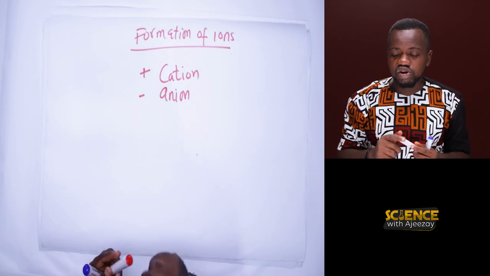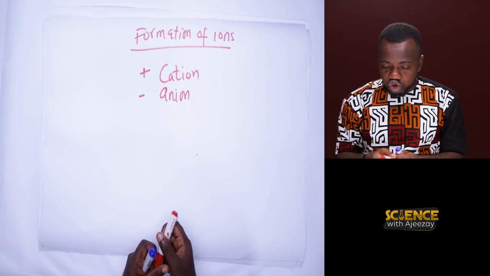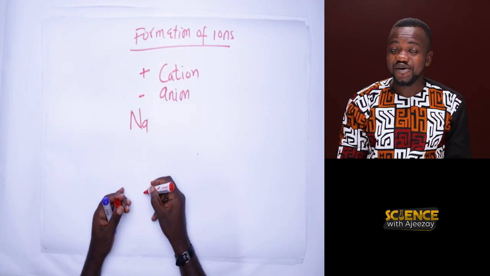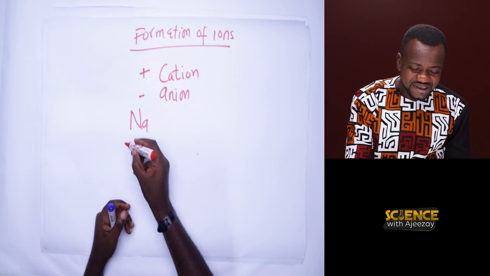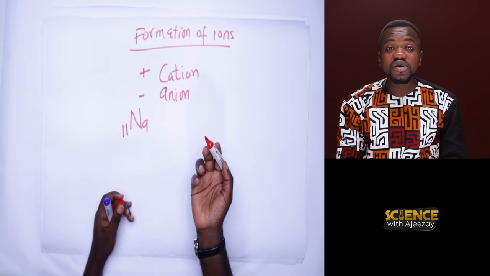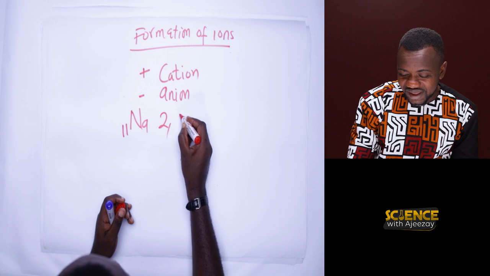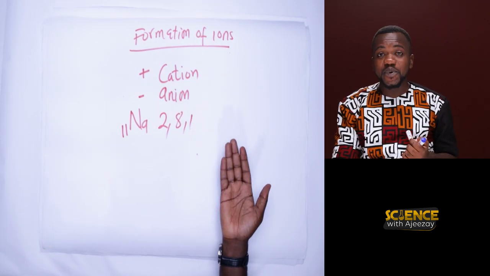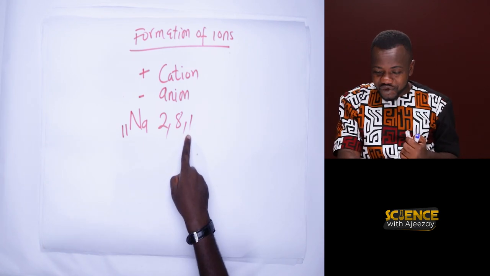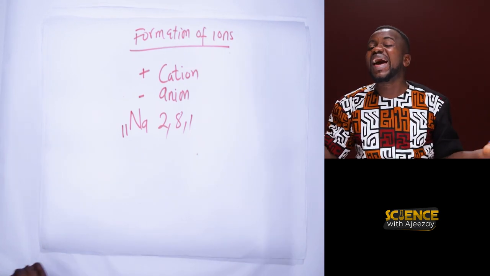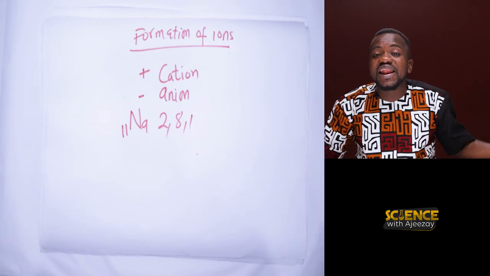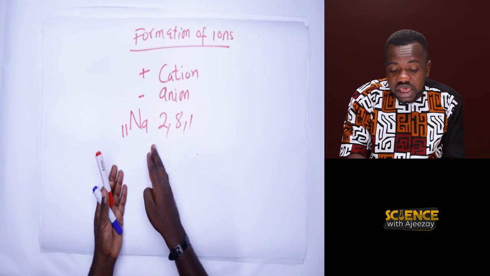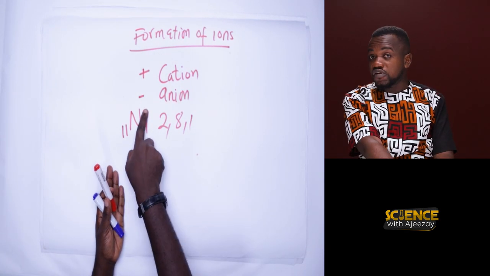So let's illustrate this with sodium. Sodium is Na. Of course, sodium is the 11th element. So 11. The configuration for sodium is 2-8-1. Sodium is not stable because of this one. So sodium would have to give this one out to any available element that is also looking for one to be stable. So sodium is a neutral atom, no charge.